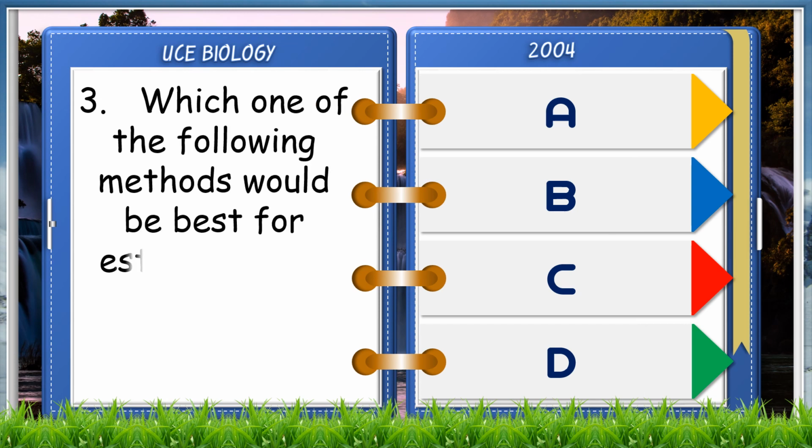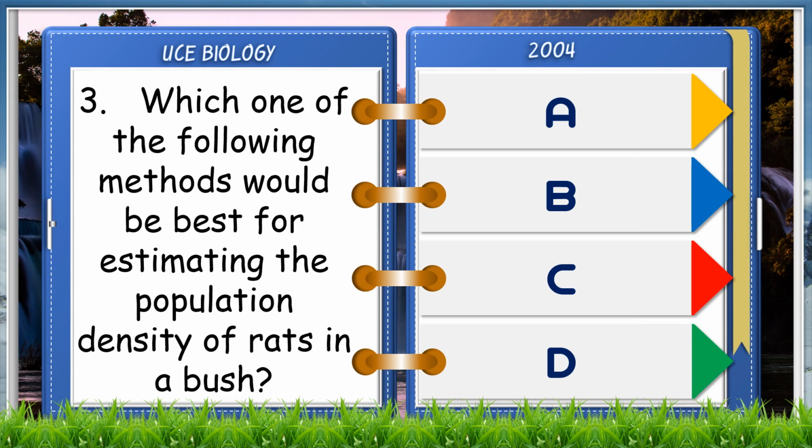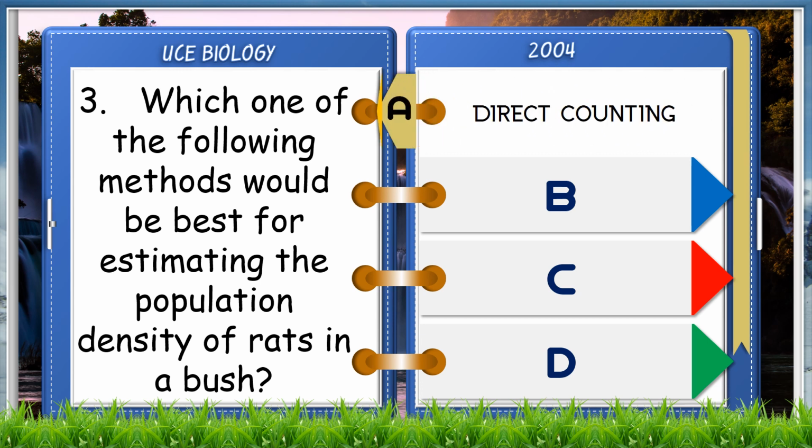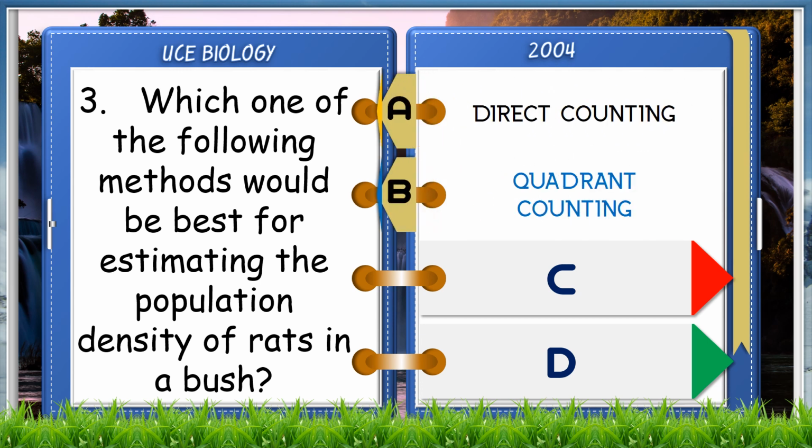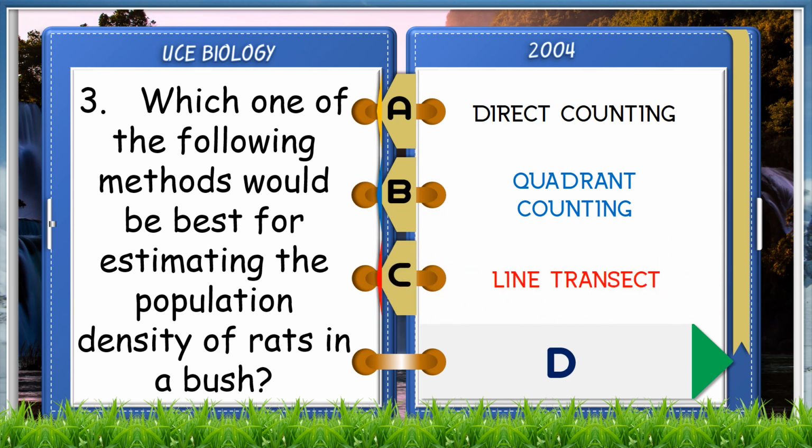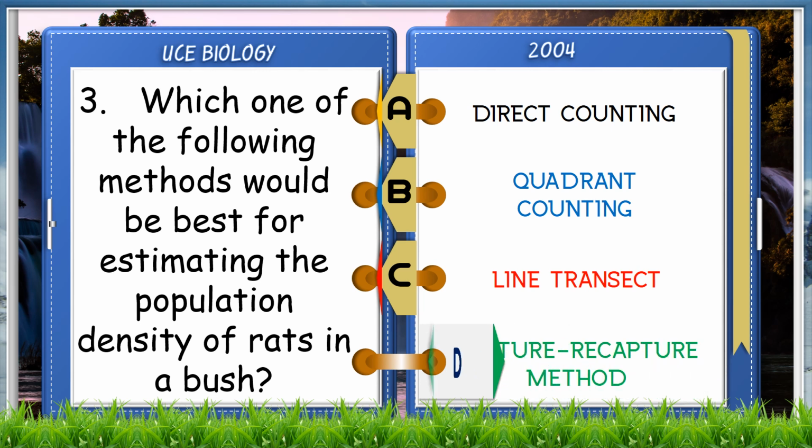Which one of the following methods would be best for estimating the population density of rats in a bush? A. Dialect counting. B. Quadrant counting. C. Line transect. D. Capture-recapture method. The answer is D. Capture-recapture method.